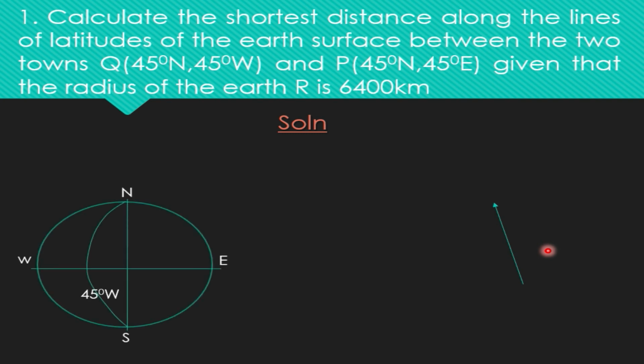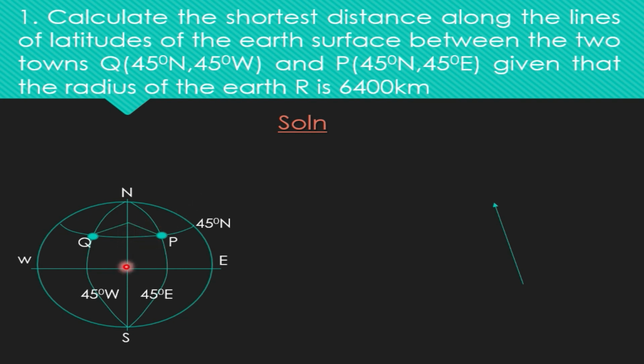Draw your circle. So draw the 45 degrees west on Q, and then 45 degrees east on P. Now draw the common latitude, 45 degrees north. Where they intersect, from 45 degrees west and 45 degrees north, this is where they meet, and then this one, that's where they meet. You label it P and then Q. Then we get the angle we are looking for.